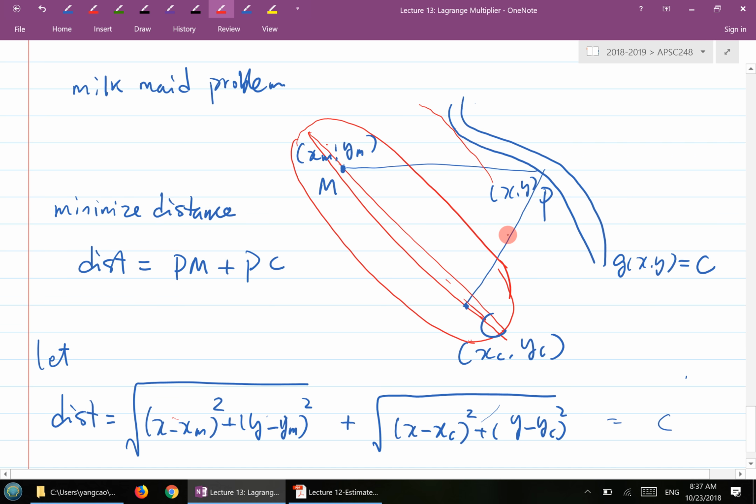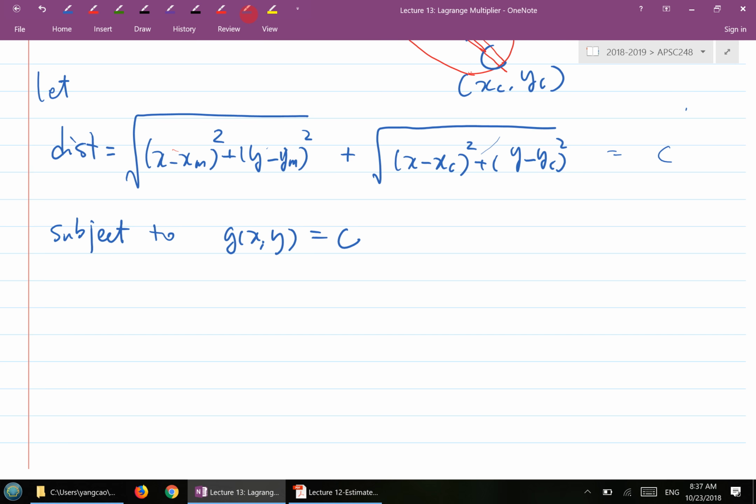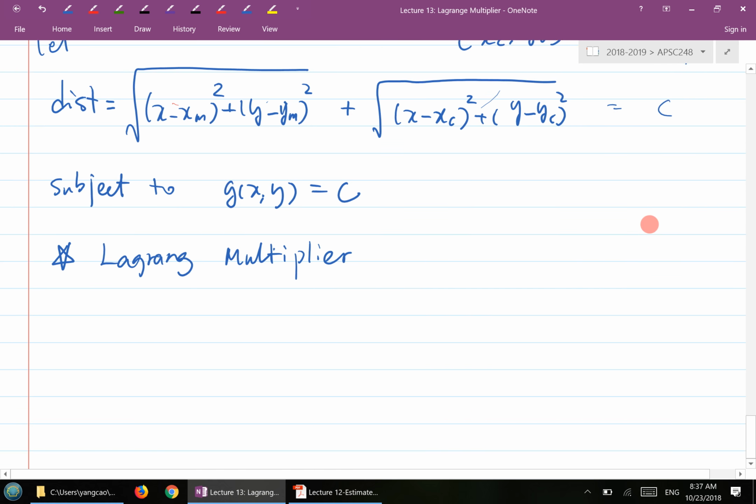Okay, so let's try to look at this question here. In order to do this, we're going to have to introduce a new concept, which is called the Lagrange multiplier. I won't explain what the Lagrange multiplier is yet, but you will see once we go through the simple procedures. So Lagrange multiplier.